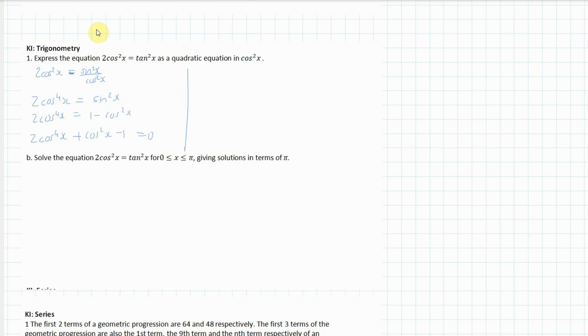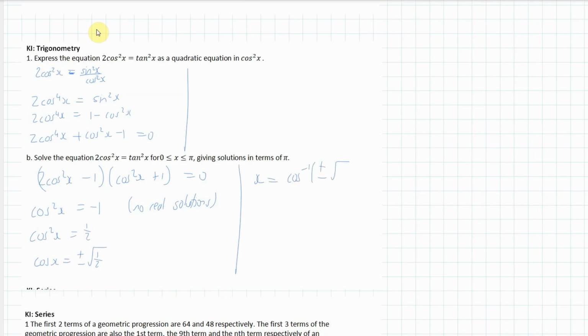And then at this point I've got to solve it. So this is part B. I'm going to factorize. So I go 2 cosine squared x minus 1 into cosine squared x plus 1 equals 0. So cosine squared x equals negative 1, and there's no real solutions for that. And the other option is cosine squared x equals 1/2. And so cosine x equals plus or minus square root of 1/2. And therefore x is equal to the inverse cosine of plus or minus the square root of 1/2.